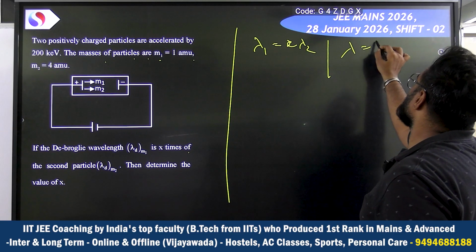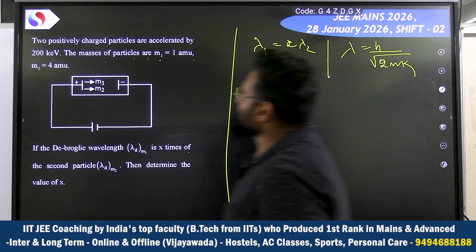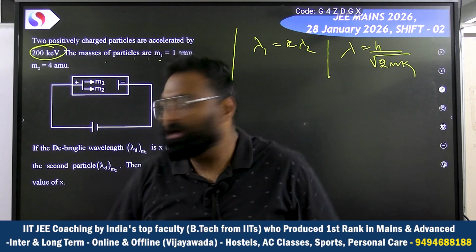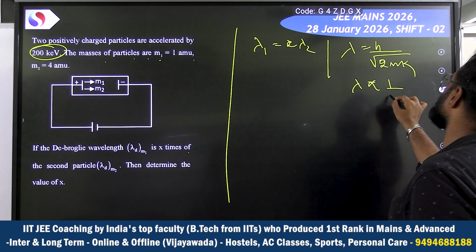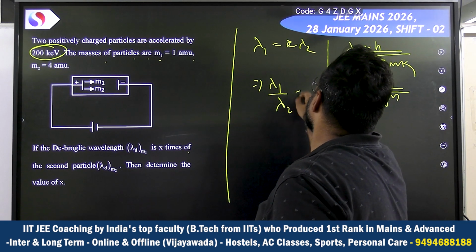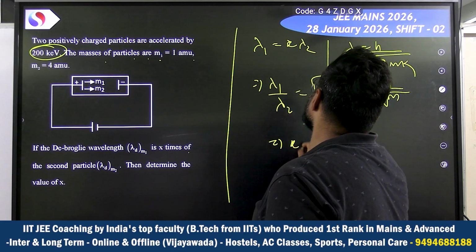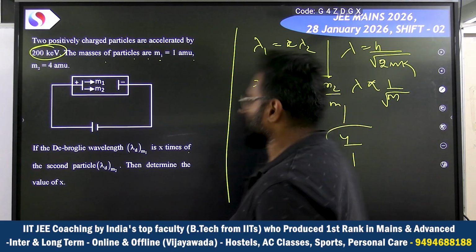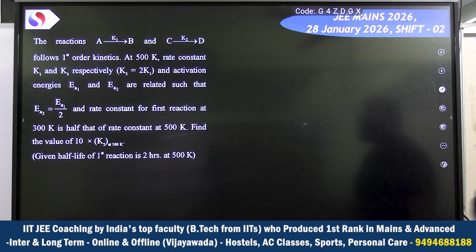So lambda is equal to h upon under root 2mK. And the question is saying kinetic energy is constant, 200 electron volt, correct? So here lambda is inversely proportional to under root m. So lambda 1 by lambda 2 is equal to under root m2 by m1. Lambda 1 by lambda 2 is x. This will be under root 4 by 1. So x is how much? 2. Very easy question. x is 2. चलो next.